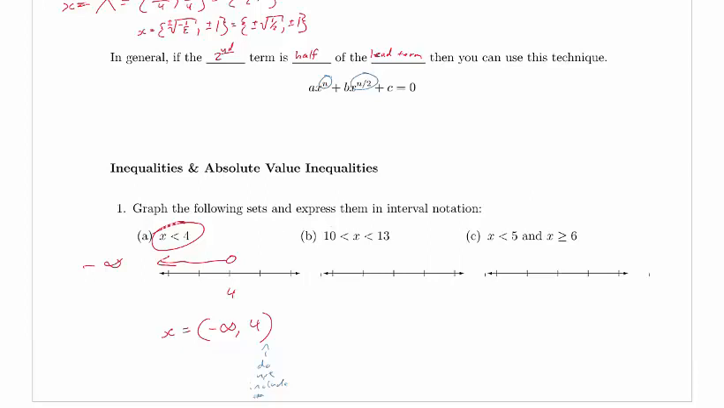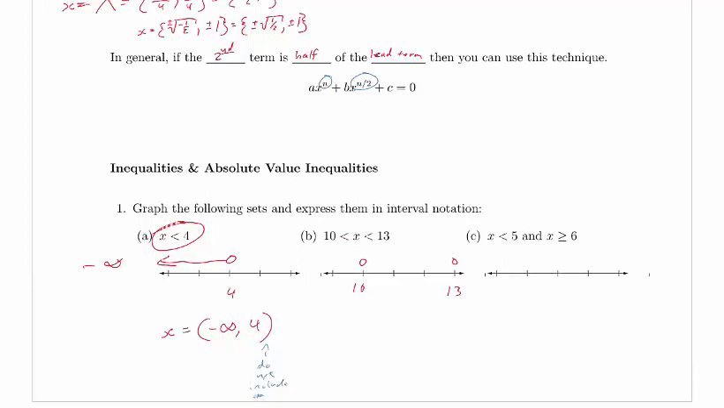Alright, so let's look at this next one here. We got x is in between 10 and 13. So we have 10 here, and we got 13 here. Well, then again, you put your hollow points because you are not including.